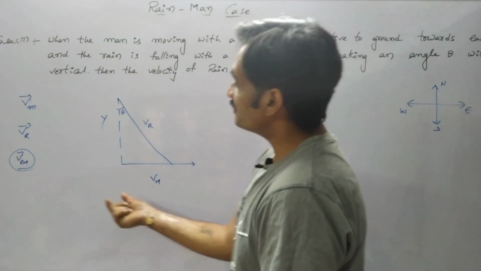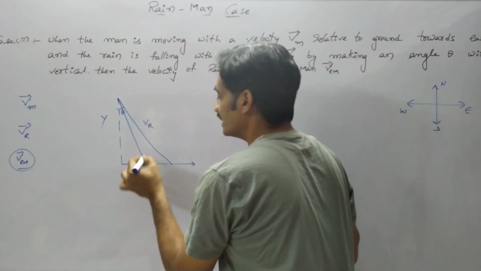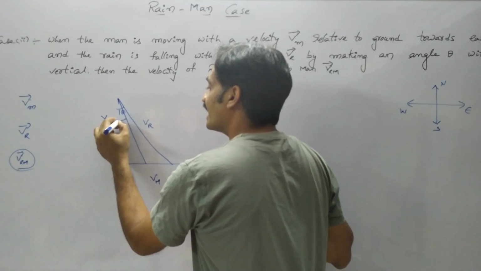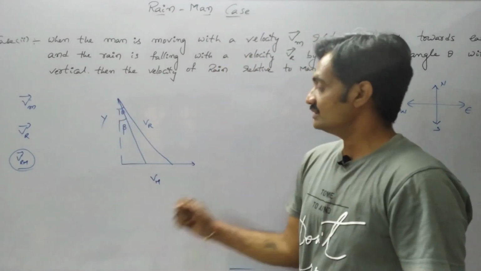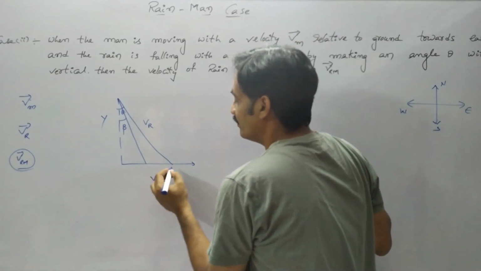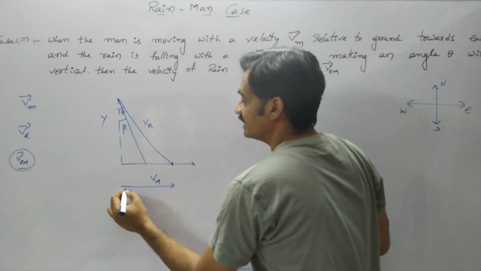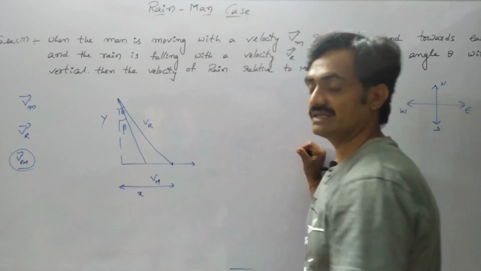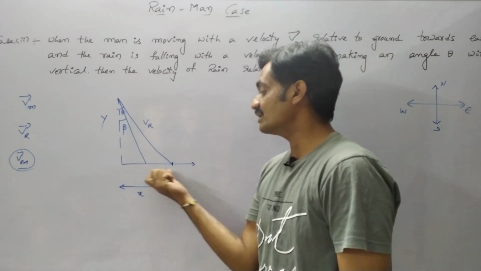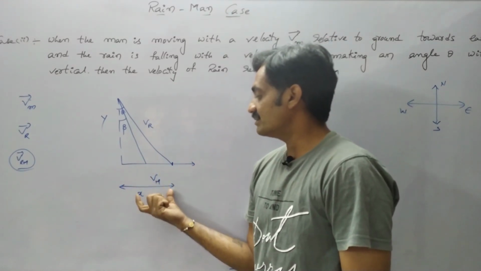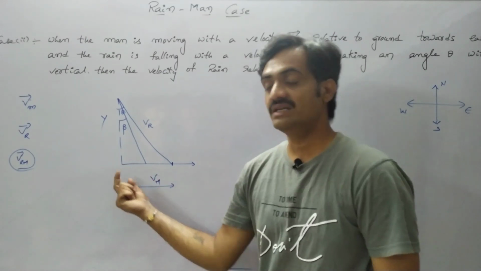Now we have to represent the velocity of the rain with respect to the man, which is being represented by this line, which makes an angle of beta. Here the distance of the point from the vertical is represented as x. Why? Because the man is moving along the horizontal. So with respect to the man, from the origin vertical path, we consider the distance as x.